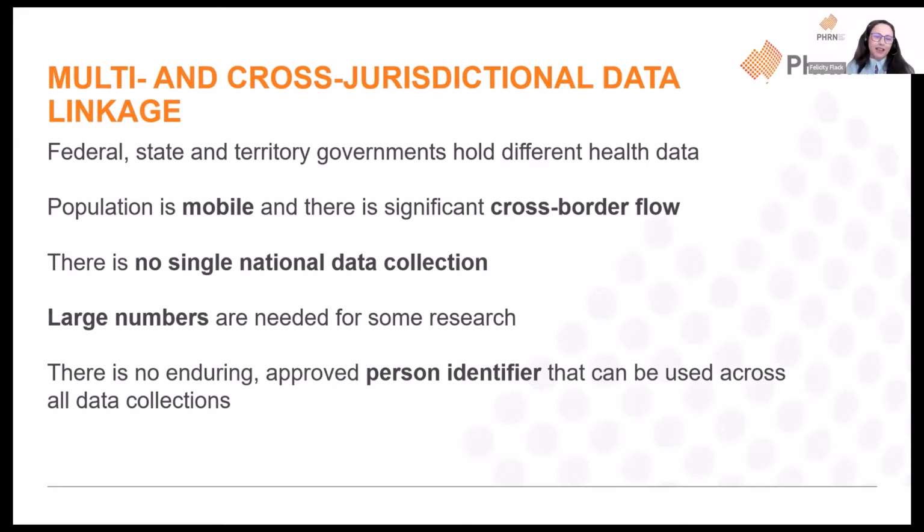The other thing to take into consideration is that in Australia, we don't have an enduring personal identifier that can be used across lots of data collections. And there are limitations in our Privacy Act about using unique identifiers, such as the Medicare number, for doing things like this. So probabilistic linkage, where you use multiple variables, works well in the Australian context.